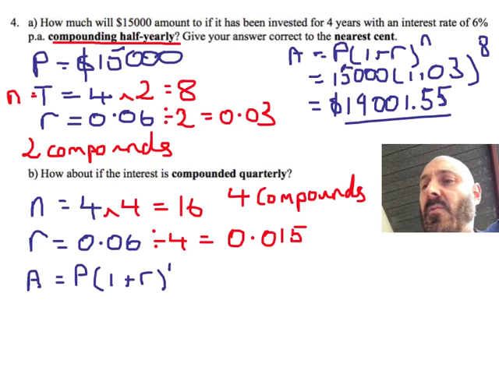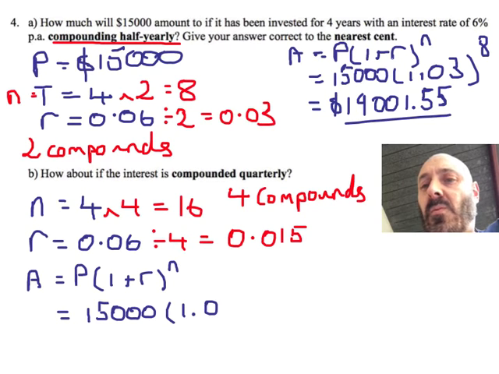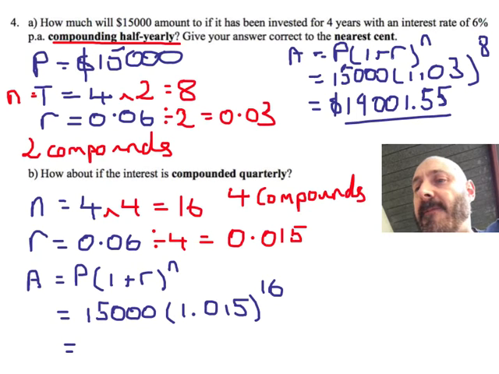And then we go back to our trusty formula. Which leaves my $15,000 out the front. That's 1.015 to the power of 16.